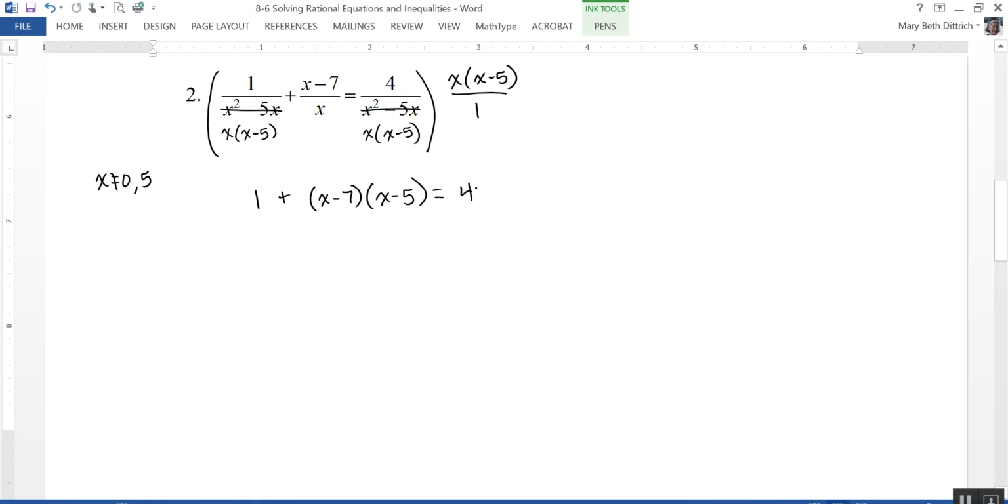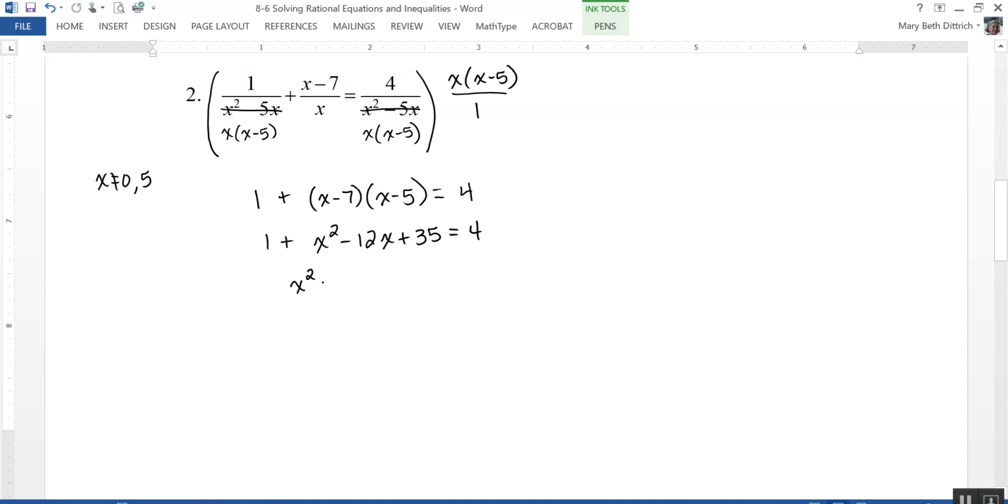Okay, nice. What's really cool about this is when you do this, you get rid of the denominators. You get rid of the fractions. You've canceled that out. And so I just now have an expression I need to solve. Foiling that is going to give me x squared minus 12x plus 35 equals 4. And I'm recognizing that this is a quadratic equation because it has an x squared in it. So I'm going to make it equal 0.